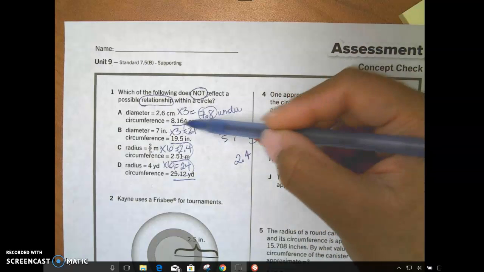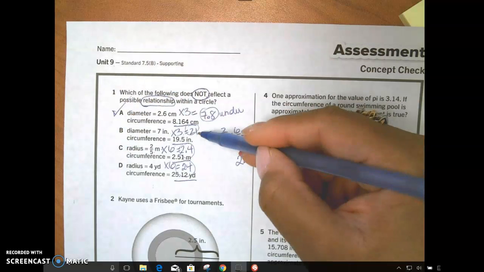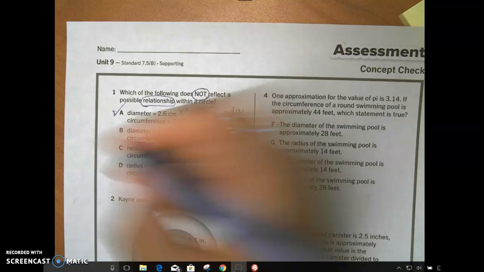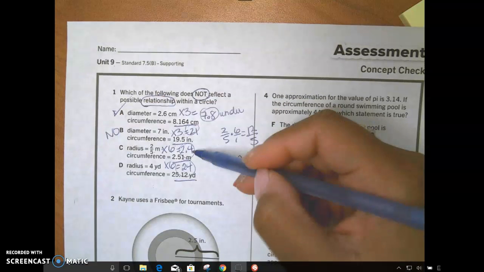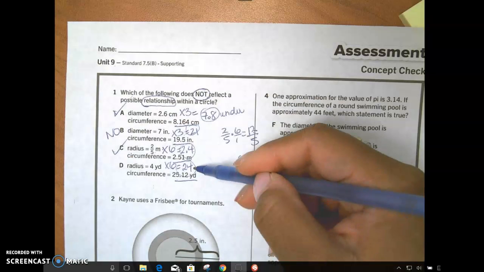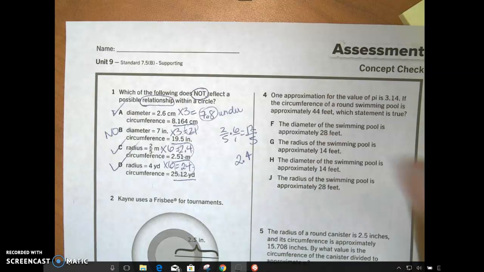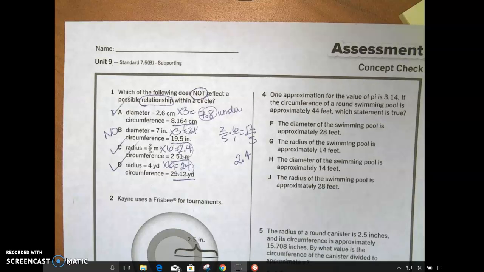Is this under 8.164? Yes. Is this under 19.5? No. Is this under 2.51? Yes. Is this under 25.12? Yes. So, now do I understand why B is my answer aside from somebody shouting it out at me? Yes. Okay, next.